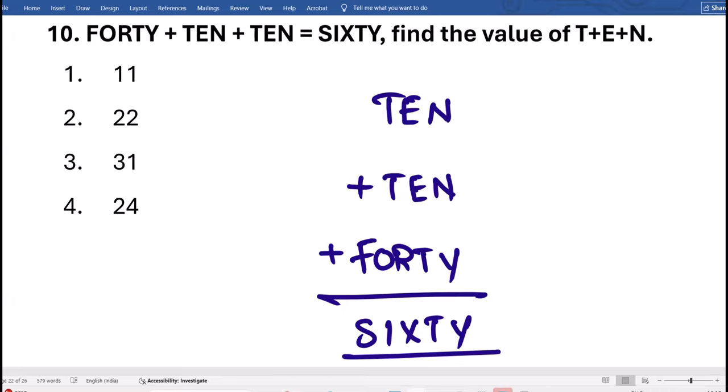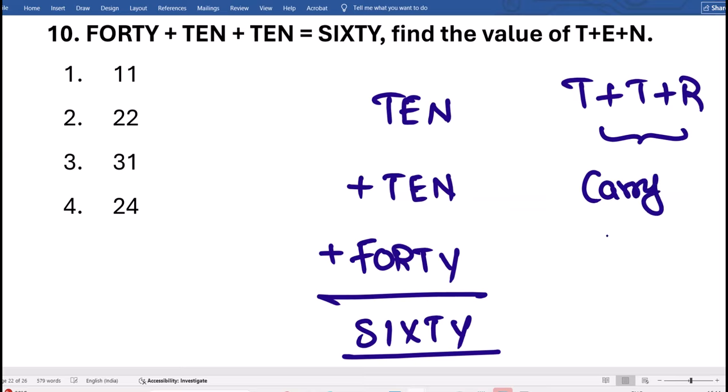Now don't say O value 9. O can be 8 also. T plus R can generate 0 carry, 1 carry, 2 carry. T plus R, now 3 digits. T plus R can generate carry, maybe 0 or 1 or 2.